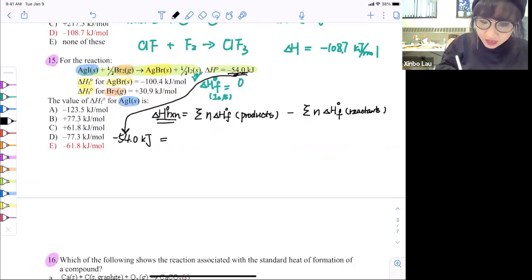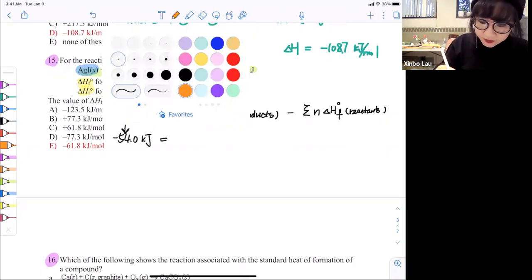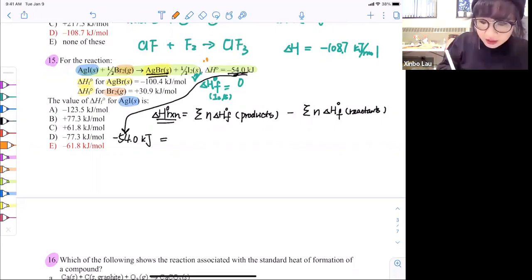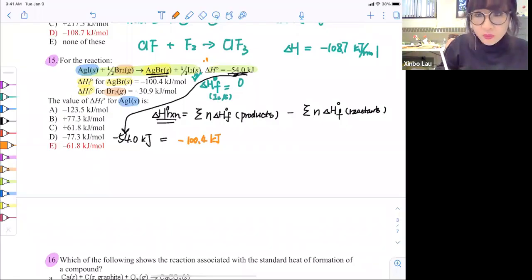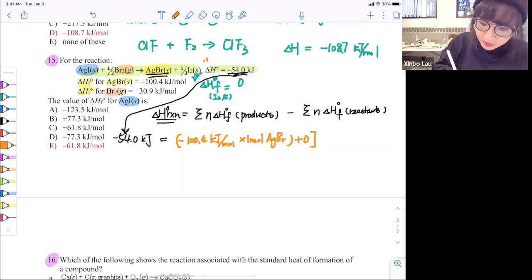For the products, I have silver bromide, negative 100.4 kilojoule per mole, and I have 1 mole of it, 1 mole of this silver bromide. And for iodine, as I mentioned, that's going to be 0. So that's my products.